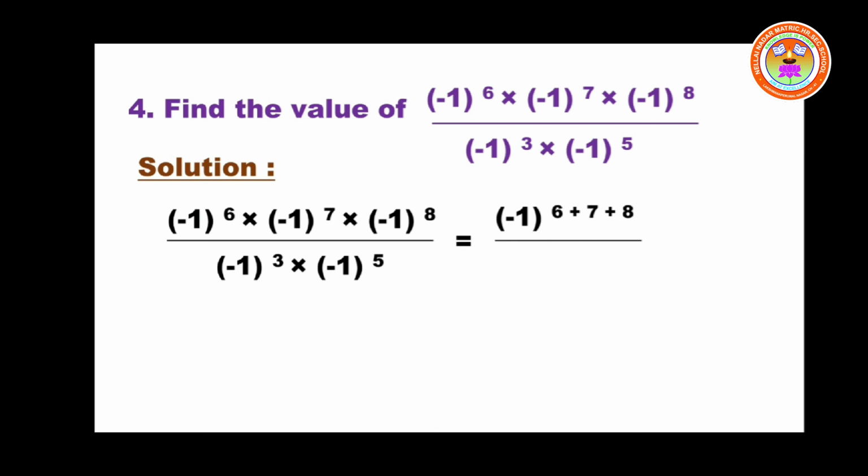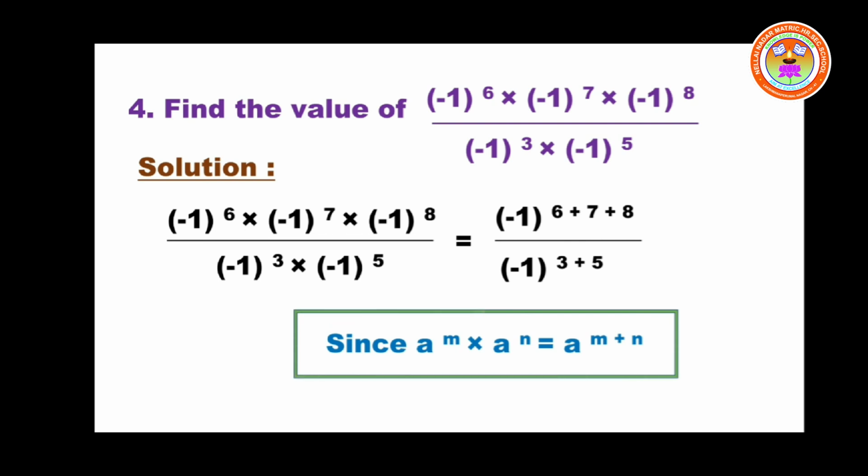Okay, now let us calculate the denominator part. Minus 1 power, since the base is the same, you can add the powers. So minus 1 power 3 plus 5. Now what rule have you applied here? a power of m into a power of n is equal to a power of m plus n. Okay, now let us add all the powers. So minus 1 power 21 you will get, from 6 plus 7 plus 8. I have added all the powers.